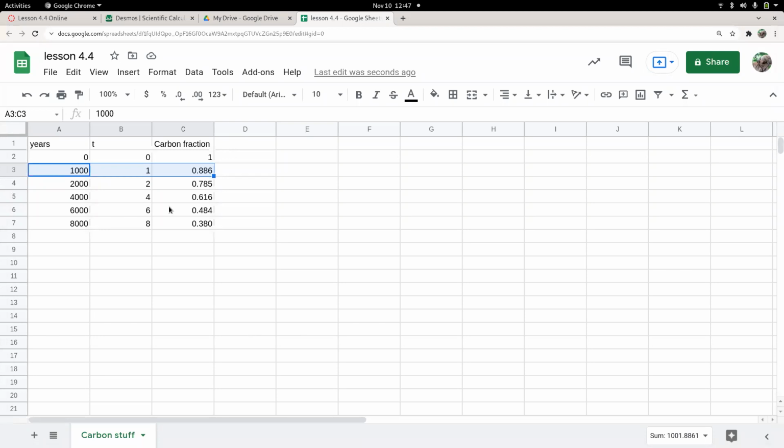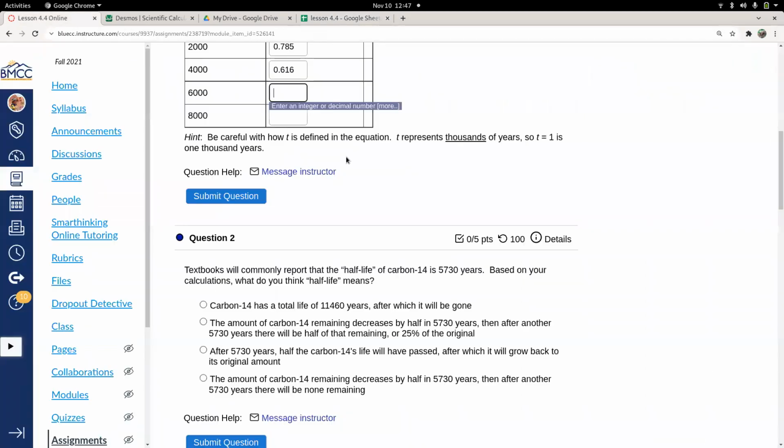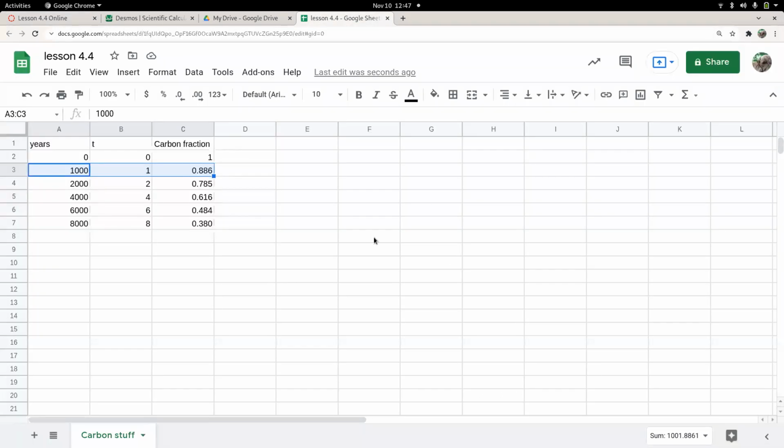So here's my spreadsheet version, and I have the 2,000, 4,000, 6,000, 8,000 years later. And looking back here, textbooks commonly report the half-life of carbon is 5,730 years. Based on your calculations, what do you think half-life means? Based on our calculations, when do I have about half of what I started with? So up here, I'm at 100%. When am I closest to 50%?